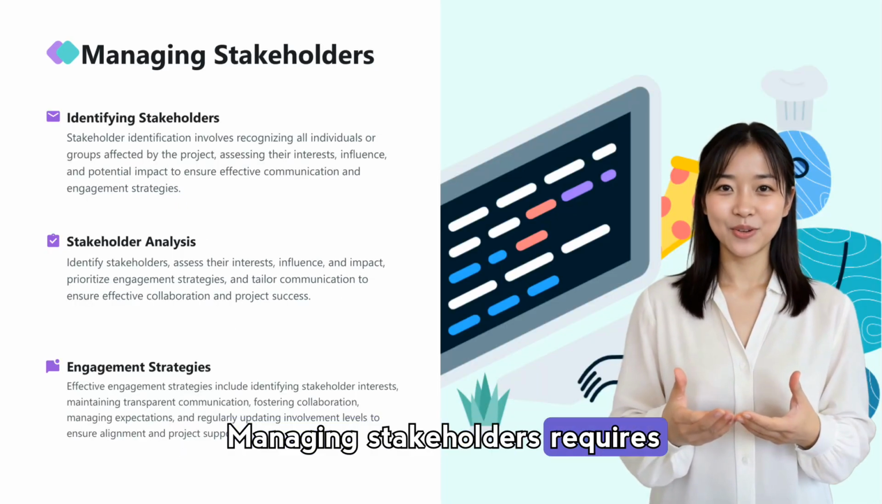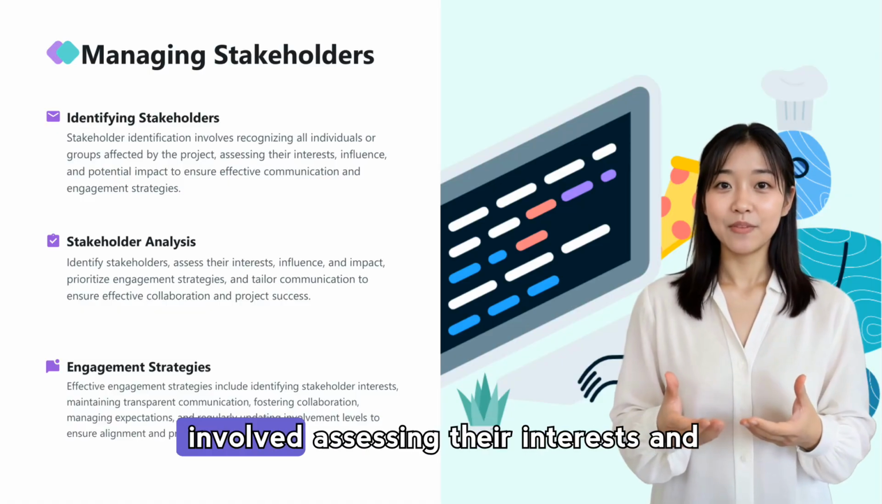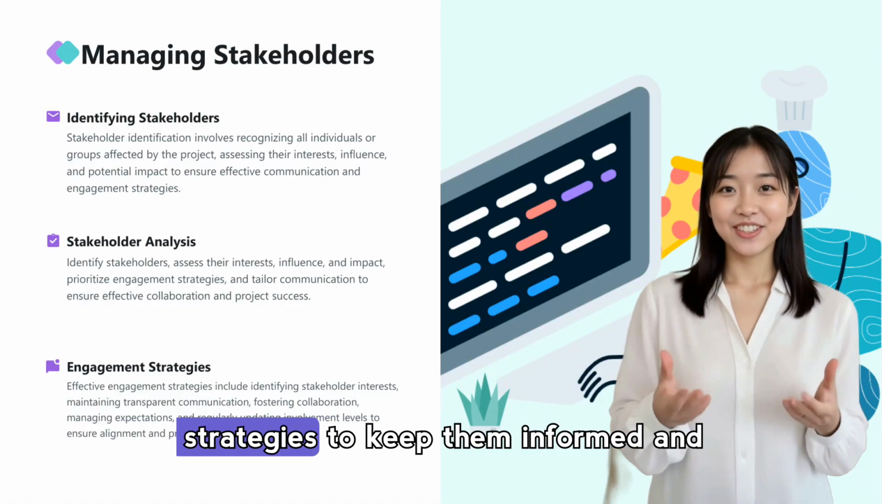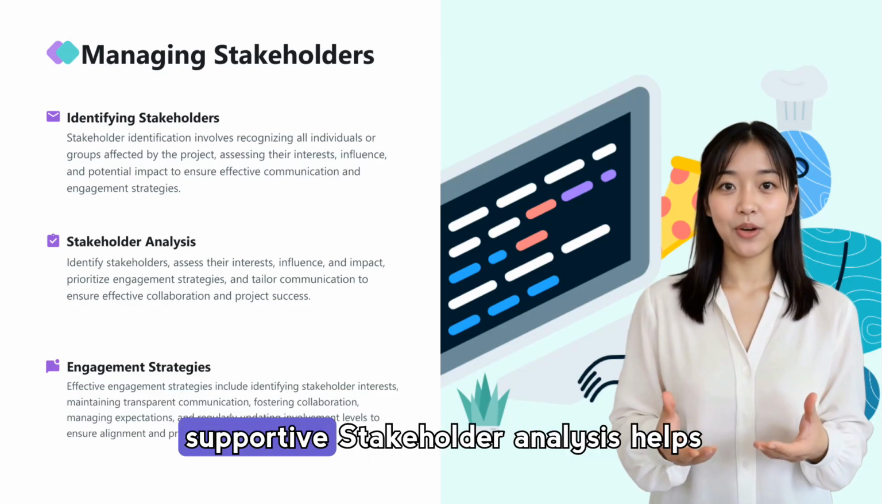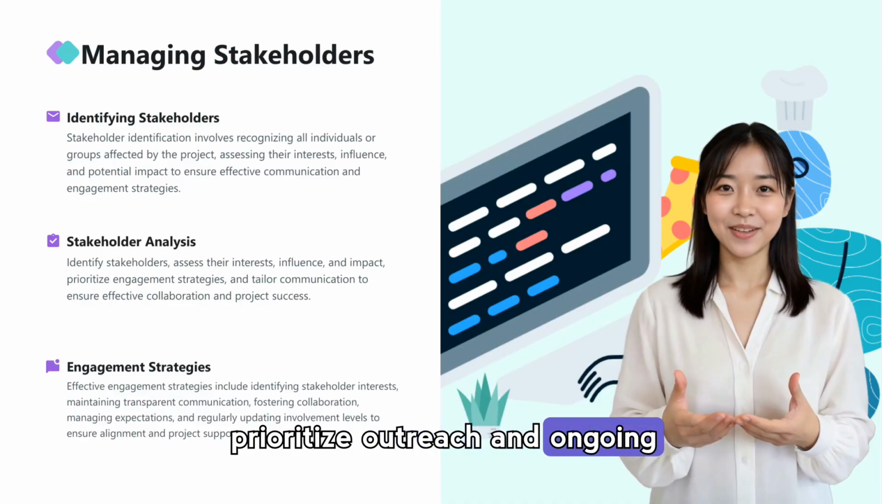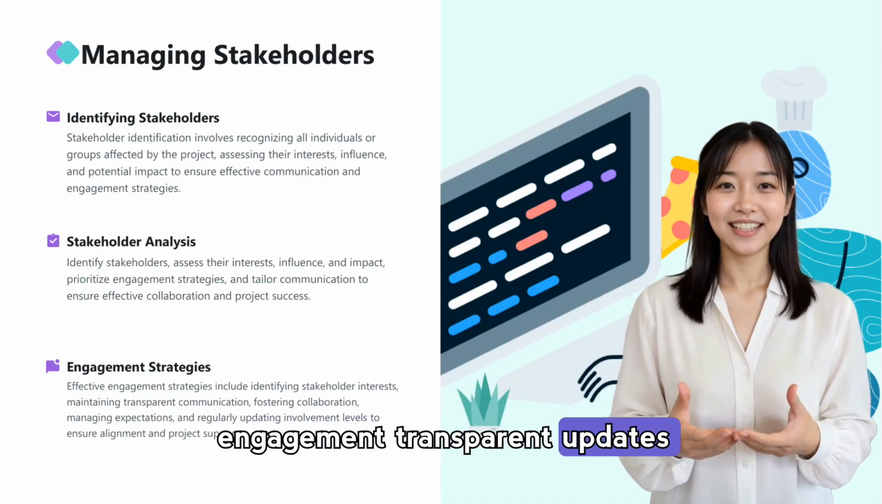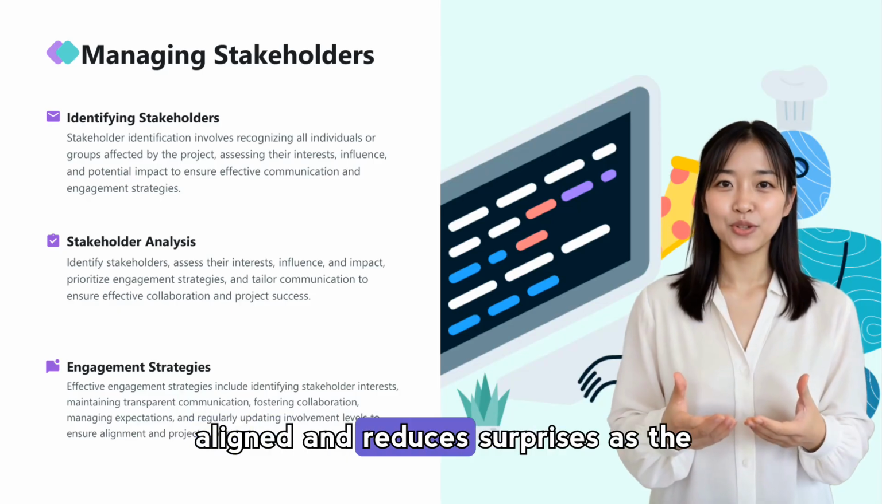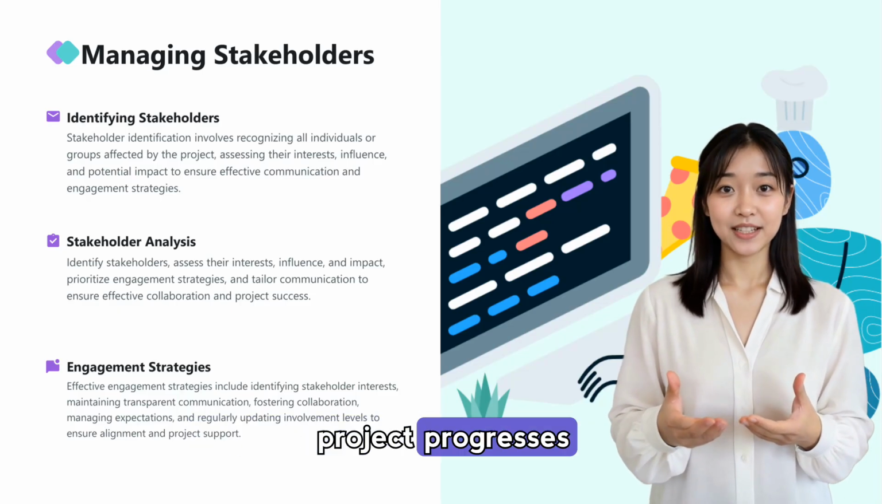Managing stakeholders requires identifying everyone affected or involved, assessing their interests and influence, and tailoring engagement strategies to keep them informed and supportive. Stakeholder analysis helps prioritize outreach and ongoing engagement. Transparent updates, expectation management, and collaboration keep stakeholders aligned and reduce surprises as the project progresses.